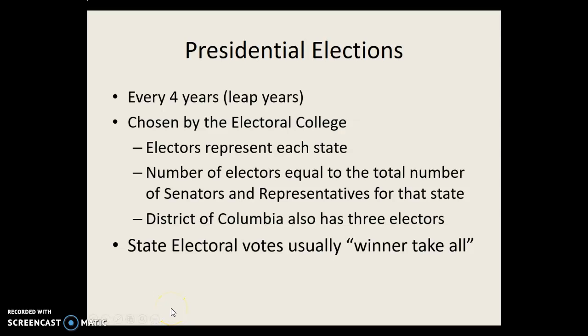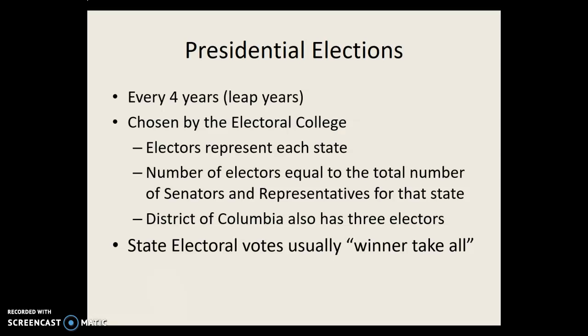Hello, government students. In our last lesson, we ended with this slide here talking about presidential elections and introducing the Electoral College. And I want to spend today focusing on the Electoral College. Again, just as a refresher, each state is given a number of electors that is equal to the number of people they have in Congress.